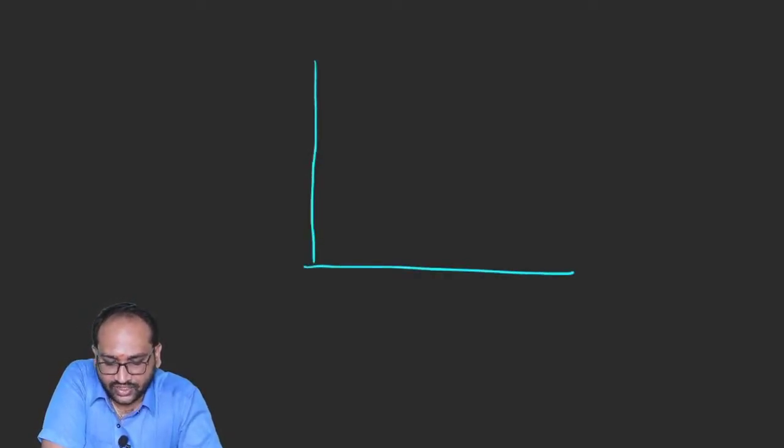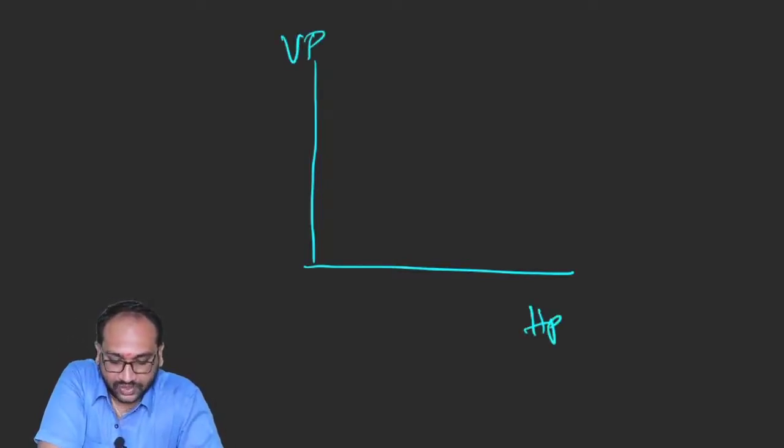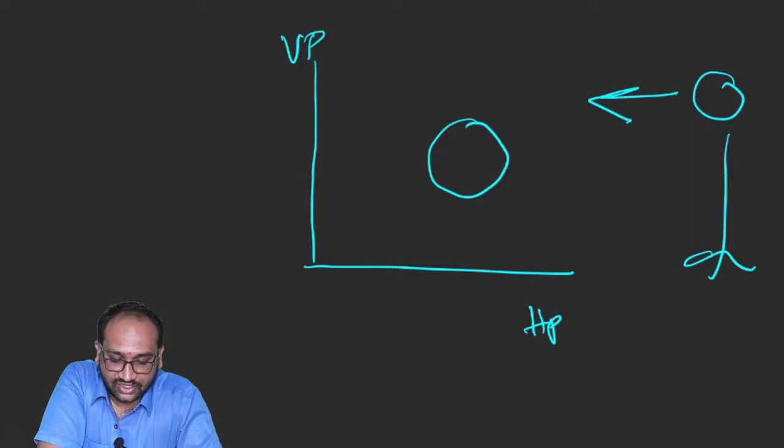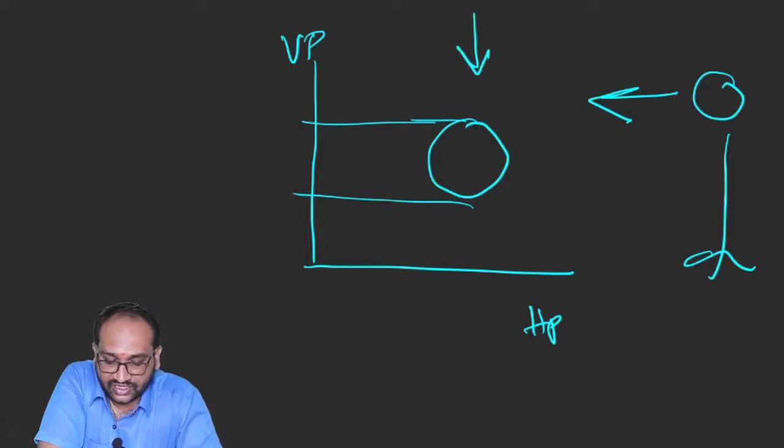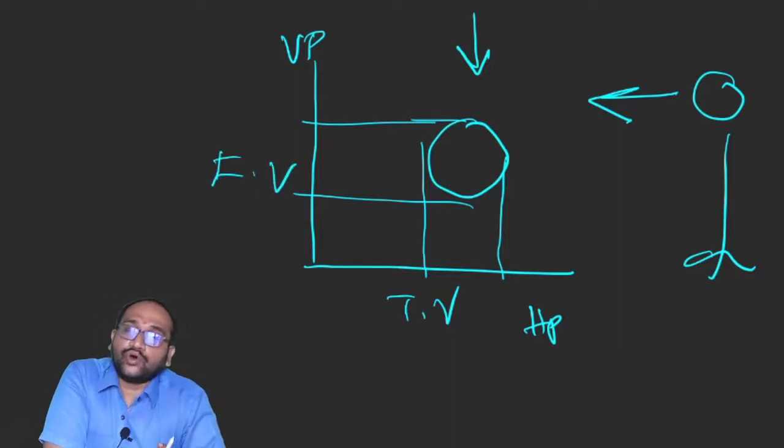This is first quadrant. VP, HP. This is object. This is observer. Observer sees the object in this direction. So front view is projected on vertical plane. Similarly, observer sees the object in this direction. Top view is projected on horizontal plane. So this is top view. This is front view. In first angle projection, both views follow the same principle. Object lies between observer and plane of projection.